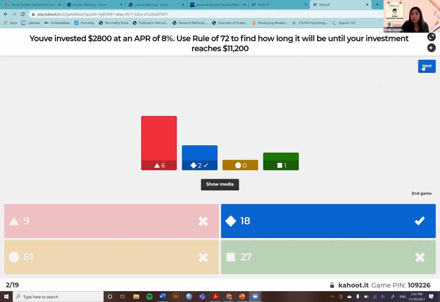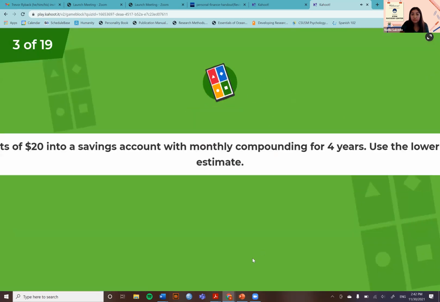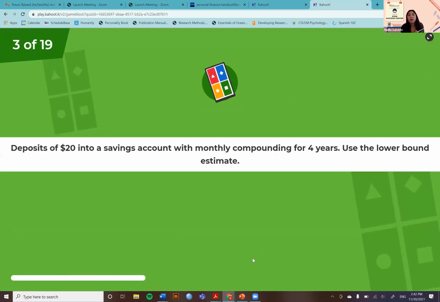All right, let's go to the next one. Okay, deposits of $20 into a savings account with monthly compounding for 4 years. Use the lower bound estimate.